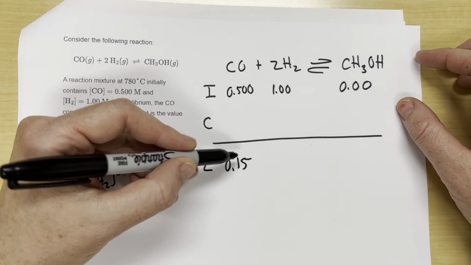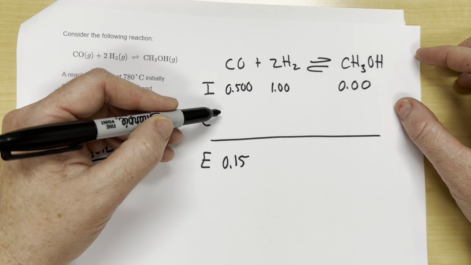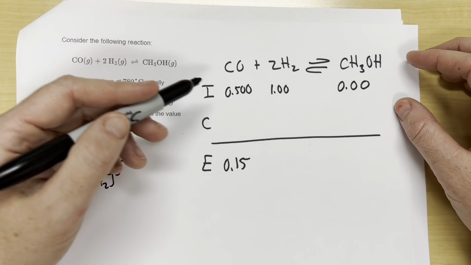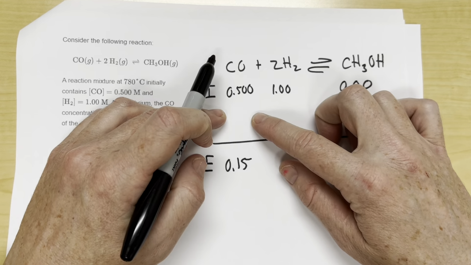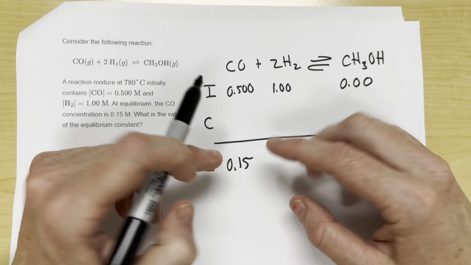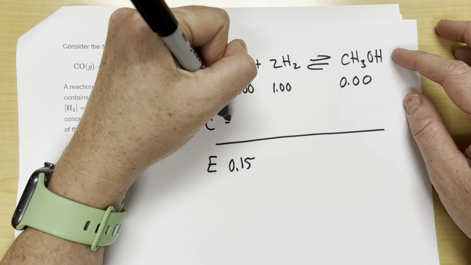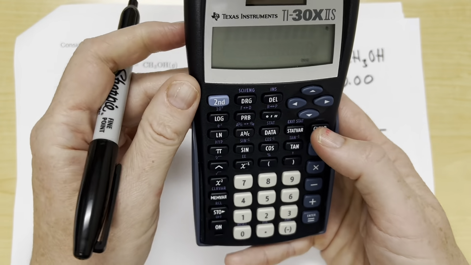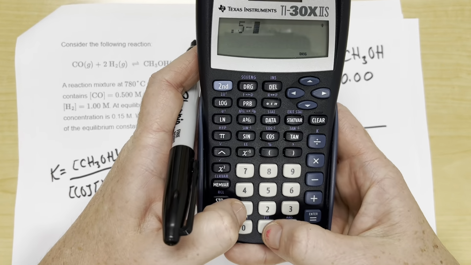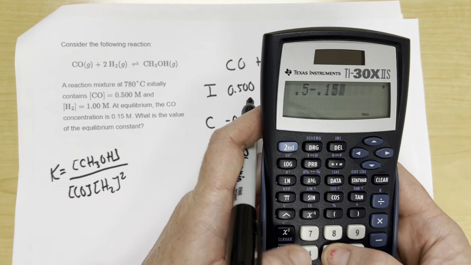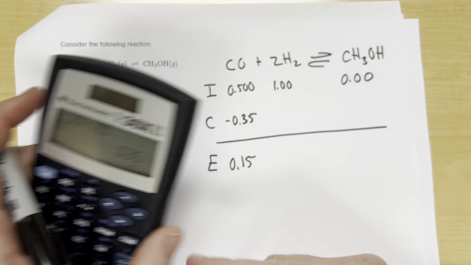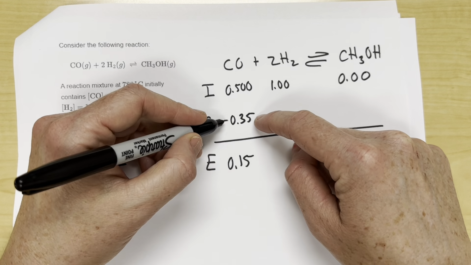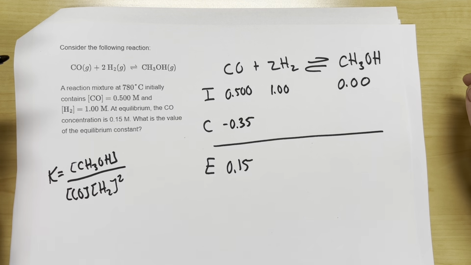Well, remember, in order to get the equilibrium, we have to add these two lines. So this is like an algebra problem. 0.5 plus what equals 0.15? That what has to be negative 0.35. Or you could have solved it by saying 0.5 minus 0.15 is 0.35. So I knew I had to have lost 0.35 in order to get that.